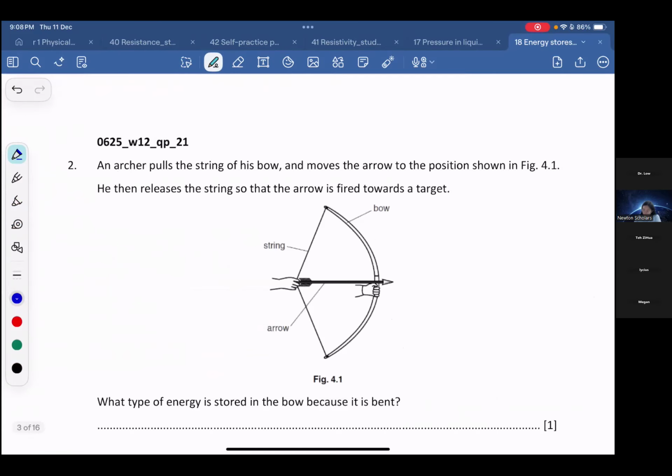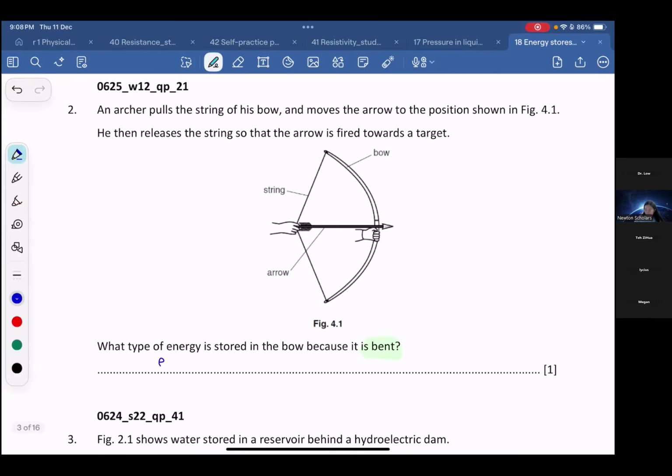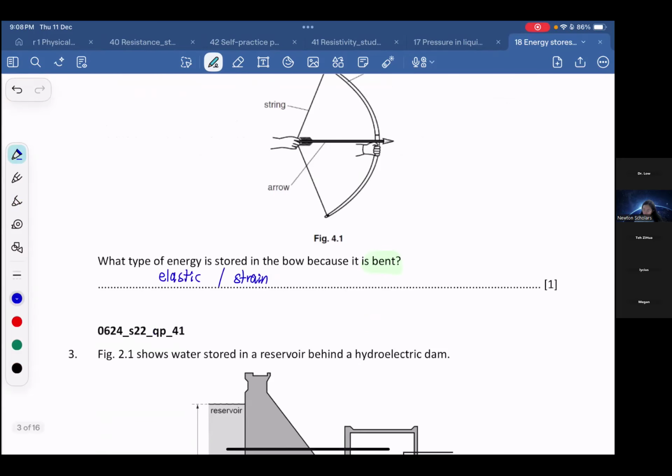Okay, this one. Keyword. What type of energy store? Because bend, then release. Okay, so can you tell me what kinds of energy store? Correct, Angeline. This is called elastic, or we say strain. Emily, correct.